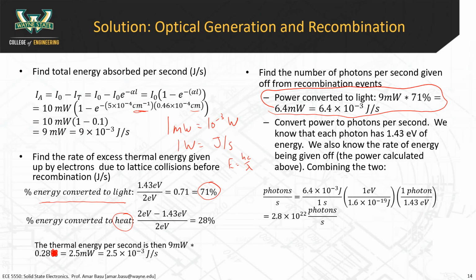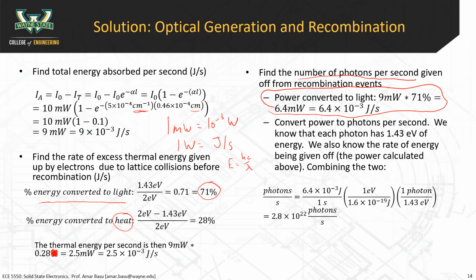All right. But this problem is asking you to go one step further. It's asking you to convert the power into photons per second. Notice it's asking about the number of photons per second that's being given off. Now to do this, we know that each photon has 1.43 electron volts of energy, right? Because in your band diagram, there's a 1.43 electron volt band gap.